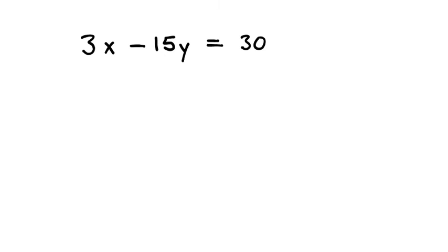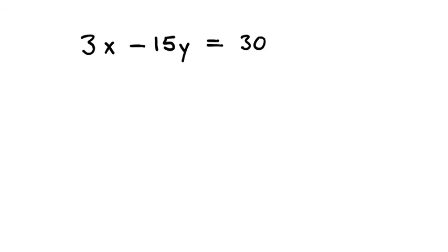Let's try another example. 3x minus 15y equals 30. This one is called standard form because instead of having it equal 0, it's equaling 30, which we call a constant, because it doesn't have an x or a y with it. So anytime you have a number without an x or y, it's called a constant.